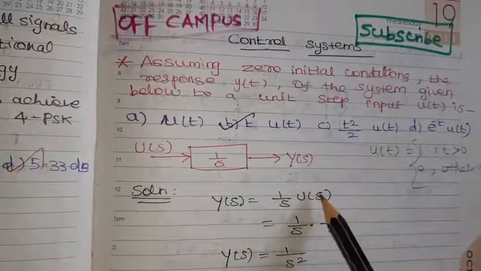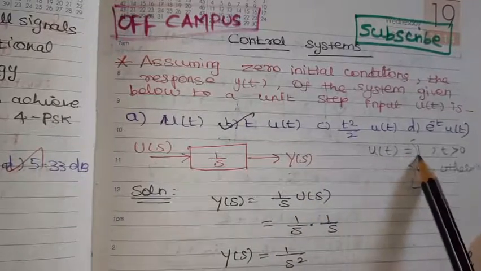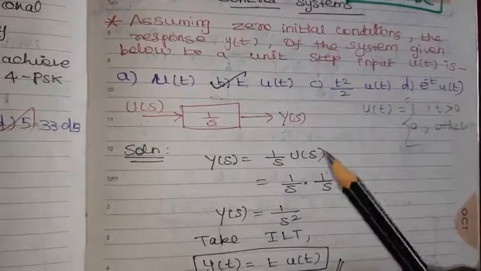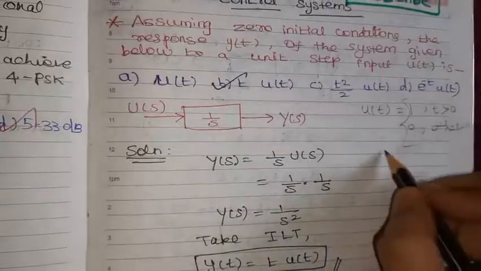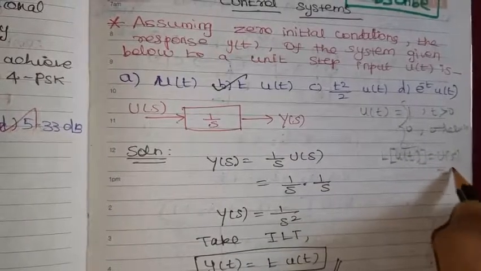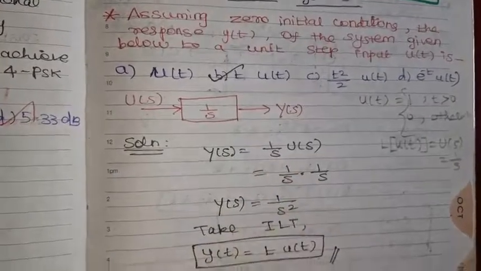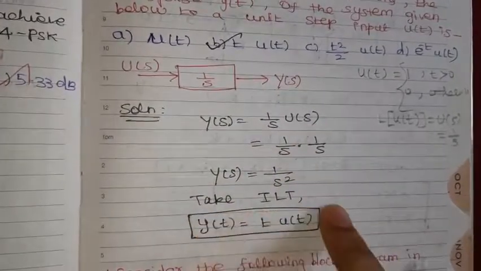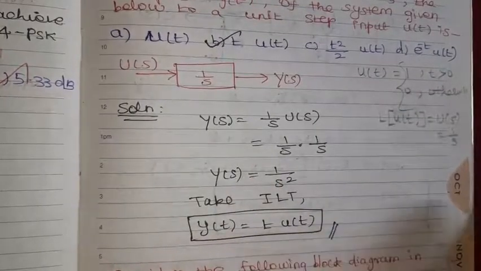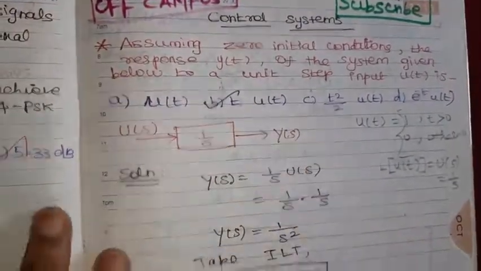So U of s, we know, is 1 by s, the unit step input in the t domain: 1 for t greater than 0, 0 otherwise. The Laplace transform of u of t is U of s equal to 1 by s. So 1 by s into 1 by s gives 1 by s square. Now taking the inverse Laplace transform, y of t for 1 by s squared is nothing but t into u of t. So option B, t into u of t, is the right option.